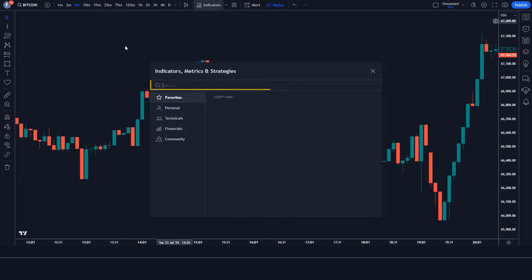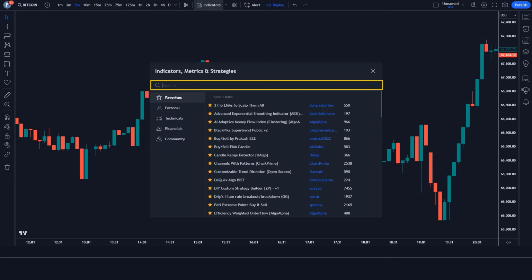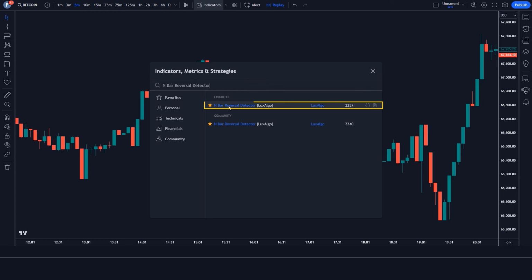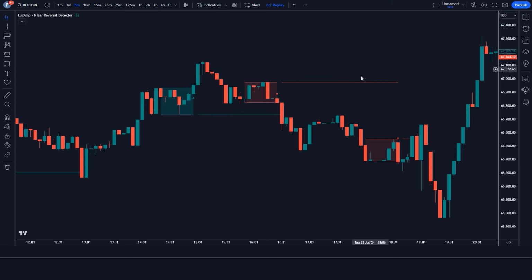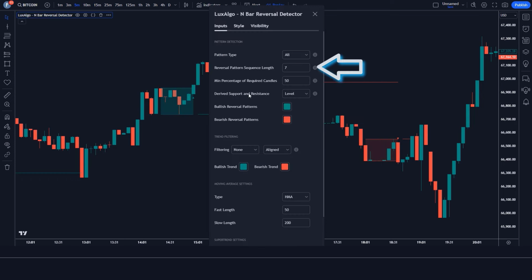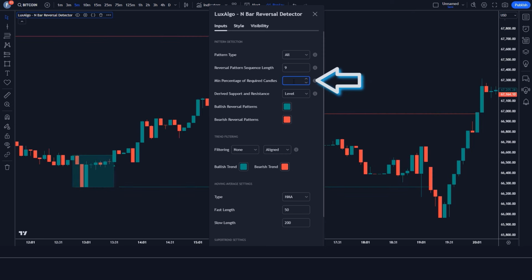First of all, we will search the N-bar reversal detector indicator in the search box of TradingView. After that, we have to click on the N-bar reversal detector indicator option, in which we have to change some settings. We have to change the reversal pattern sequence length option from 7 to 9. We have to change the min percentage of candles option from 50 to 40.